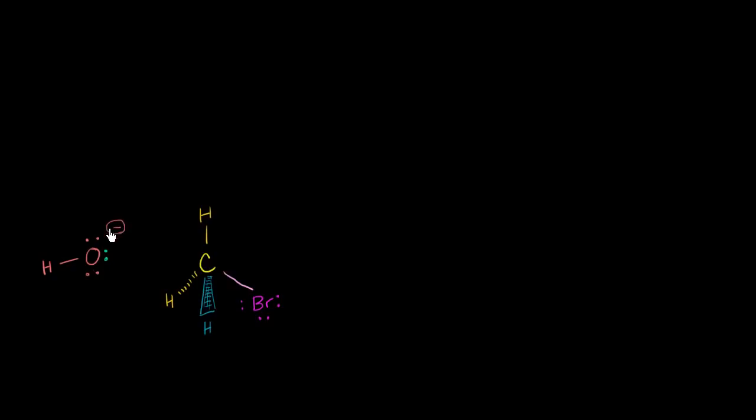It has a -1 charge, and that -1 charge comes from the fact that oxygen is neutral if it has 6 valence electrons. But this has 1, 2, 3, 4, 5, 6, plus half of this bond with hydrogen. So you could think of that as another electron, it's got half of these two, so that's another electron, which gives it a -1 charge.